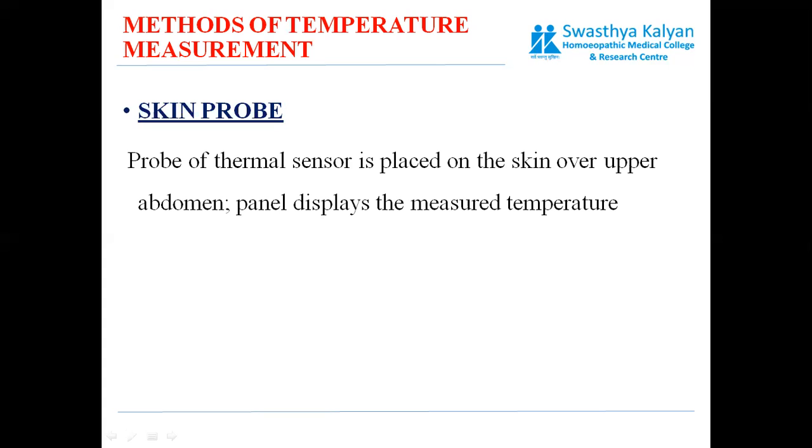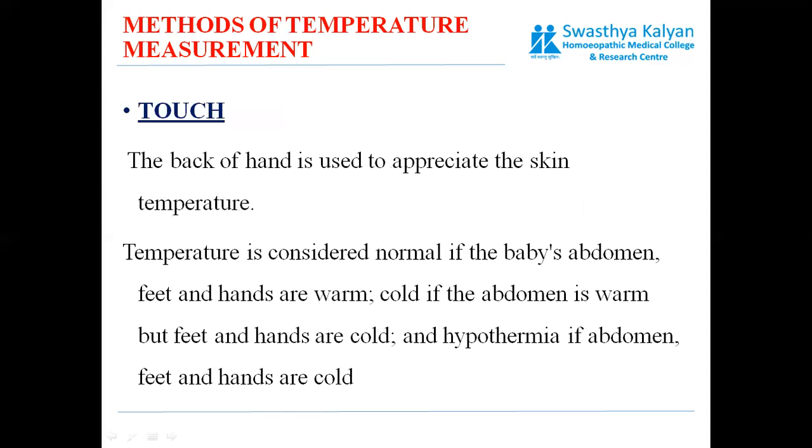So the skin probe method is very useful in regulating the heat output in the radiant warmers and the incubators, that we will discuss in the next lecture, what are radiant warmers and incubators. So basically the skin probe method is very useful in regulating the amount of heat output in the radiant warmers and the incubators. And the last method, the third method, is touch.